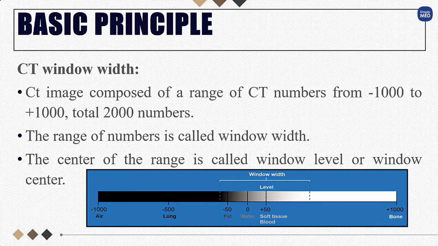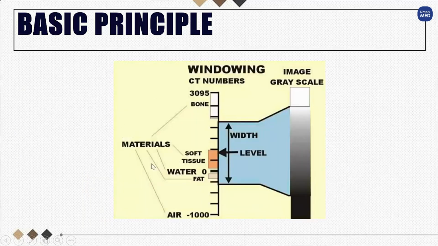So window level or window center is the center of this window width. When we consider the window width as minus 1000 to plus 1000, which one is the center? 0, right? So 0 will be our window level. So like this we'll calculate. The entire range is considered as window width. For example, if you are taking this as the window width, the center of that will be our window level.